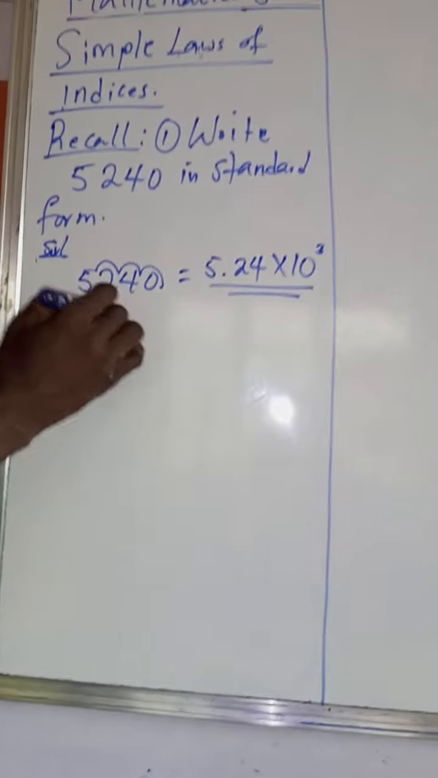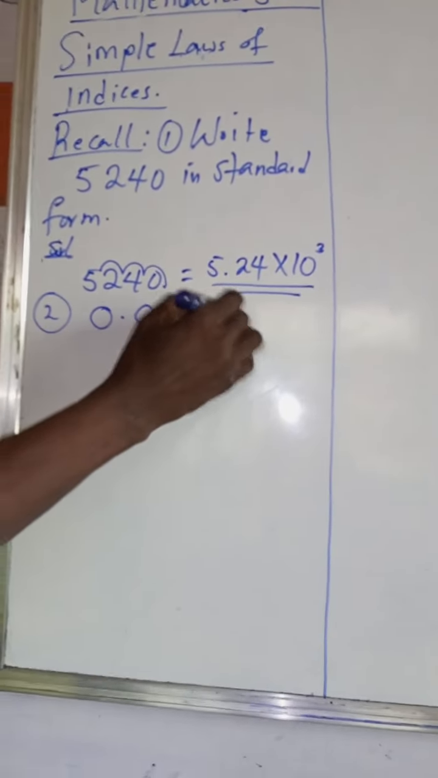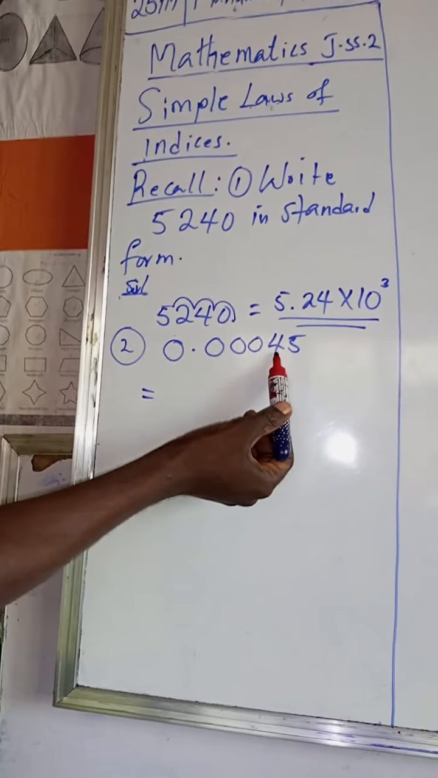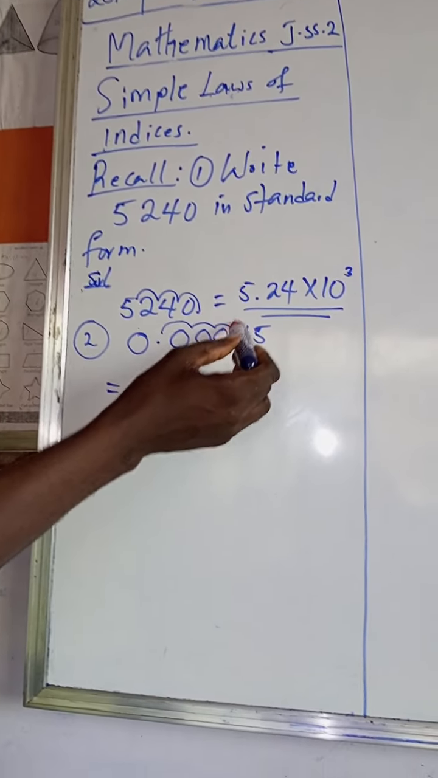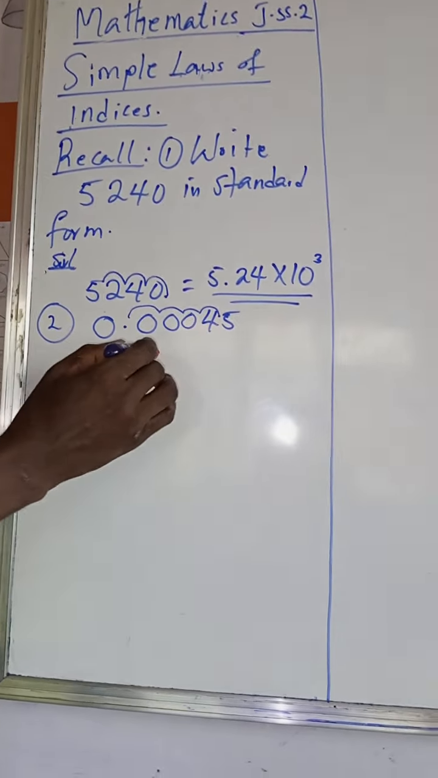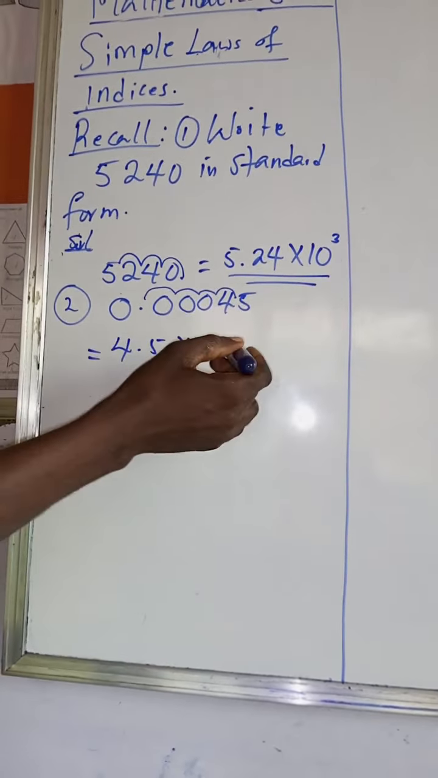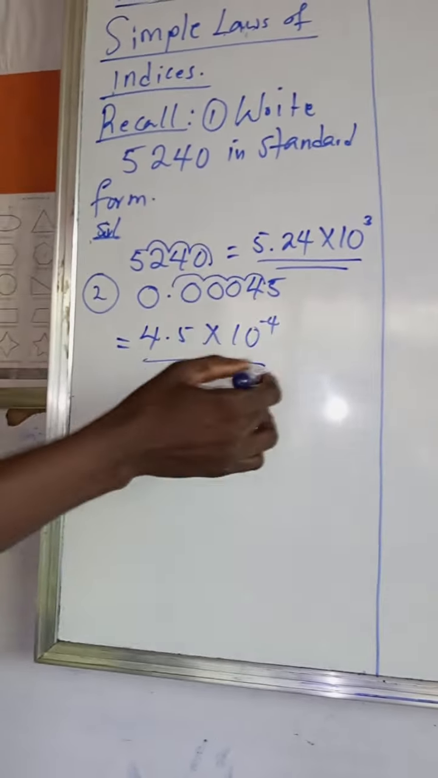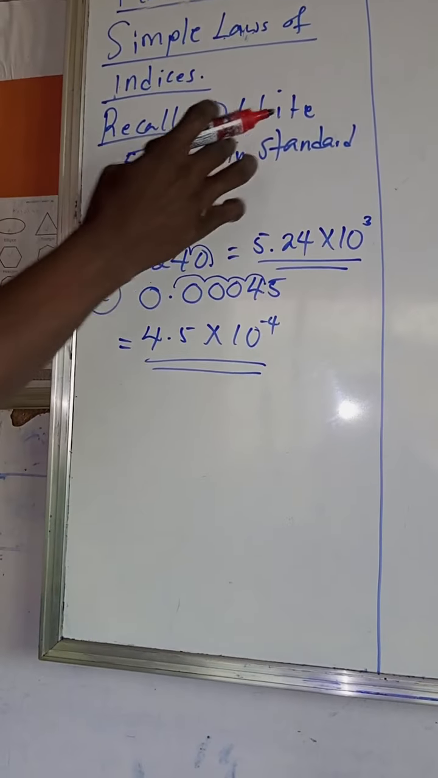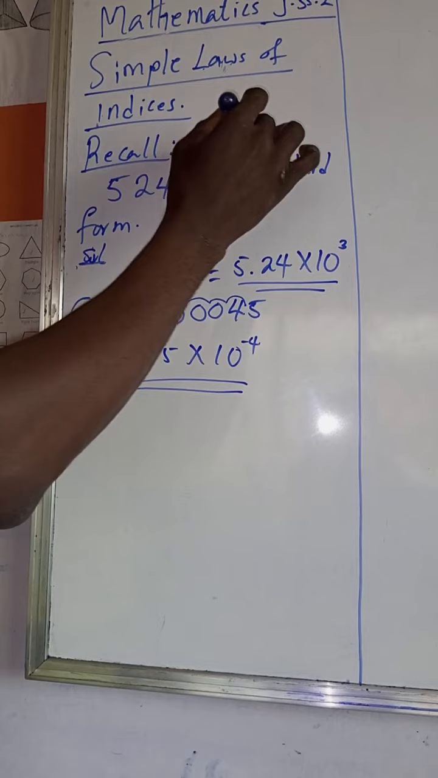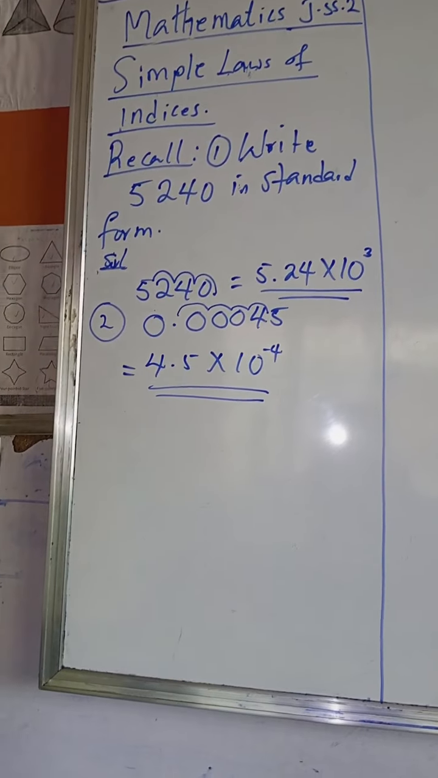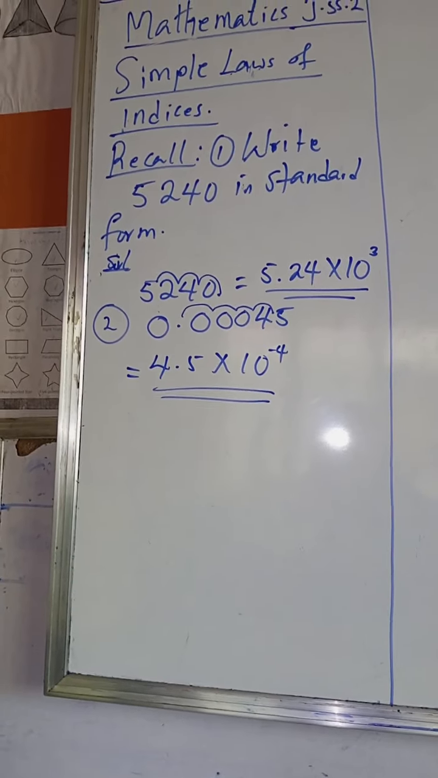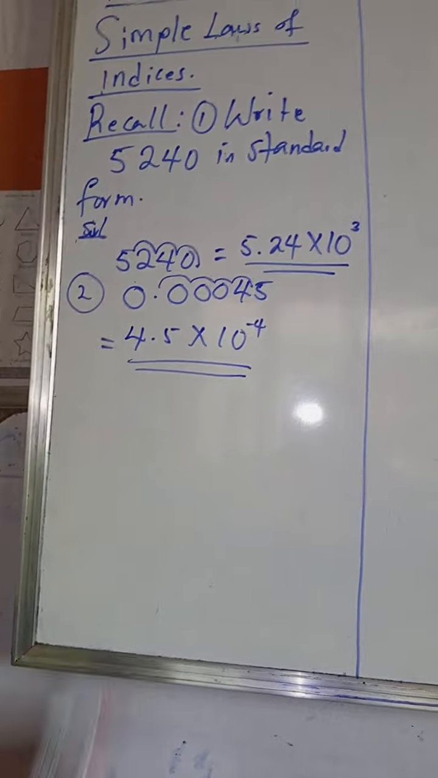And also, if I am given 0.00045, in standard form I have to shift the point to after the first number other than 0. 1, 2, 3, 4. So I'm shifting it 4 times. But when I shift towards this side, that's a negative index, so it is 10 raised to power negative 4. If you look at this, it looks like indices, and we need some application. But let's move forward.